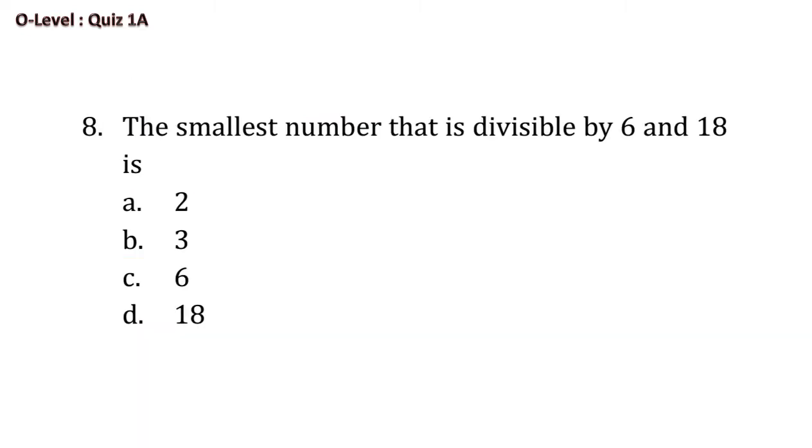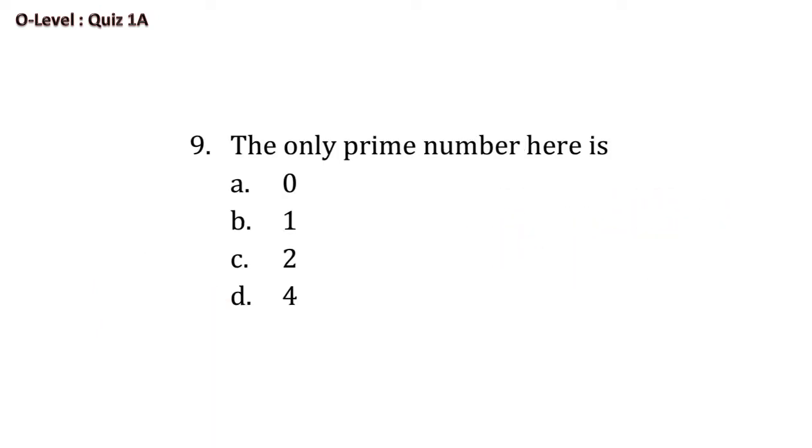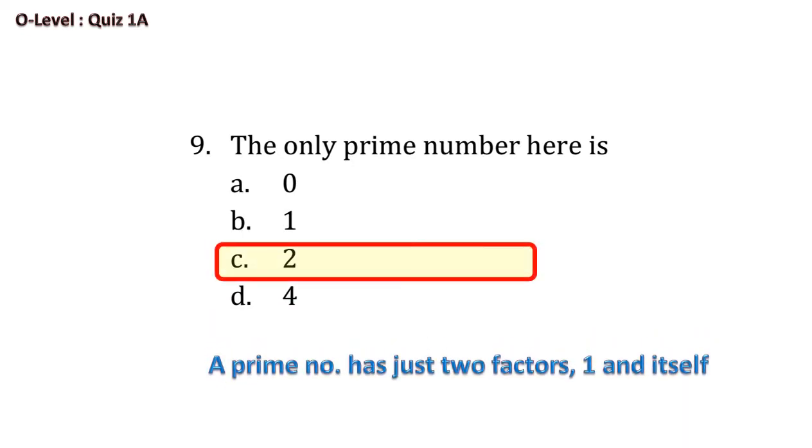Question 8. The smallest number that is divisible by 6 and 18 is, that's just the LCM, and it's 18. Question 9, the only prime number here is 2. A prime number is a number that has just 2 factors, 1 and itself. 1 is not a prime number. 4 is a composite number, as well as 0.